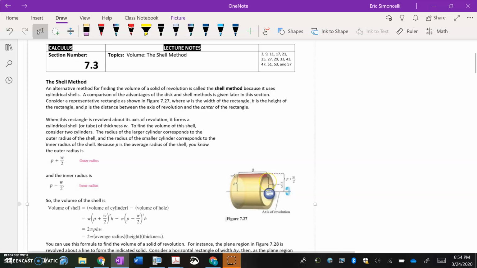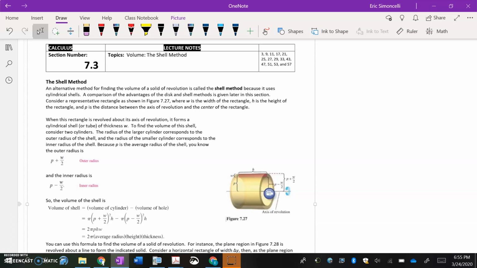Look at the picture. Clearly, if we were to look at the rectangle in the picture, where you've denoted H as the height and W as the width, revolving it about the axis of revolution highlighted as such here gives you this kind of shell-looking object, this cylindrical shell.